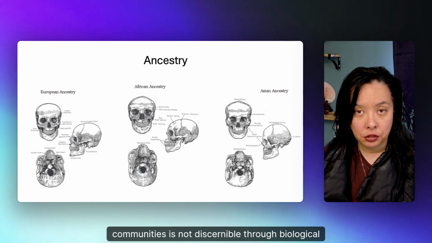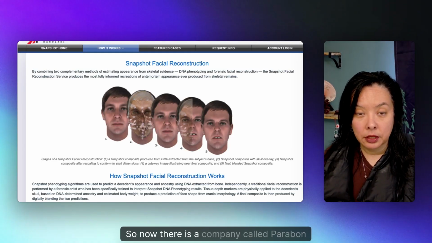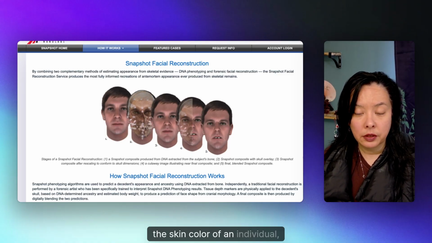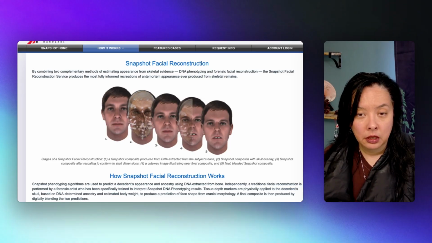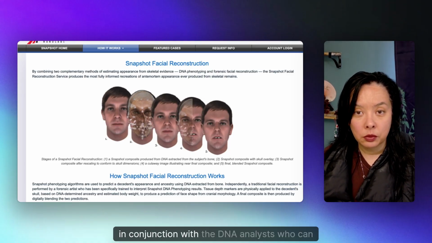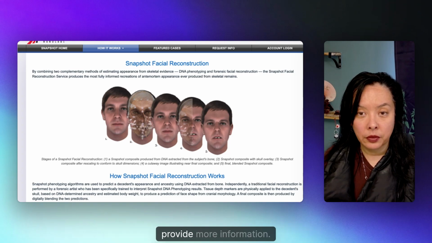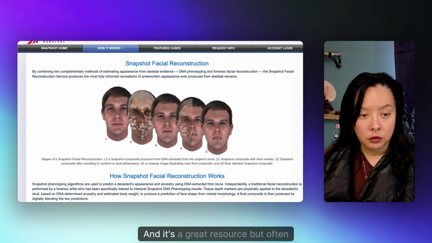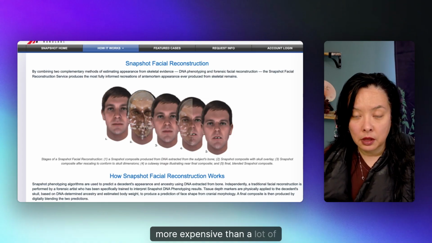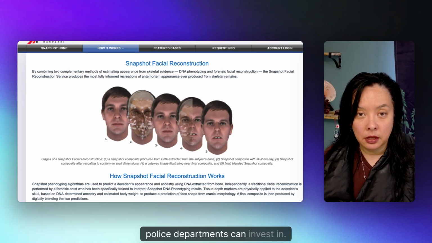So now there is a company called Parabon, which can make facial reconstructions, and they use DNA to also be able to tell the skin color of an individual, the eye color, the hair color, which is great. There's a forensic artist who works there in conjunction with the DNA analysts who can provide more information. And it's a great resource, but often it's more expensive than a lot of police departments can invest in.